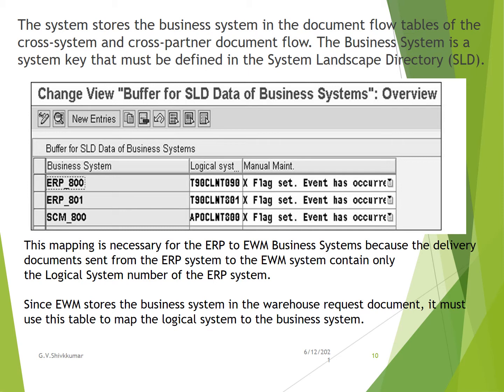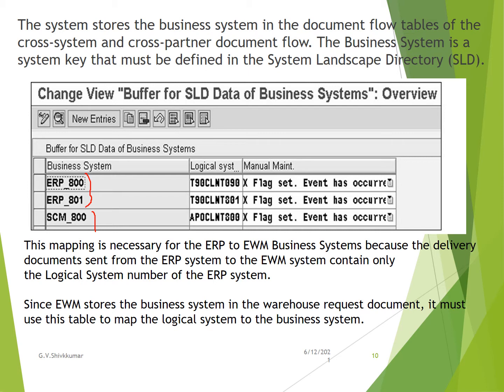If we have two different ECC systems, the warehouses are 800 and 801, and SCM, that is EWM, is the business system, the SCM system. We give the EWM's logical system, APO client 100. The respective settings are to be maintained. This mapping is necessary for the ERP to EWM business system because the delivery documents sent from the ERP system to the EWM system contain only the logical system number of the ERP system. So if you check the data transfer between the systems, you can see the reference logical system only.